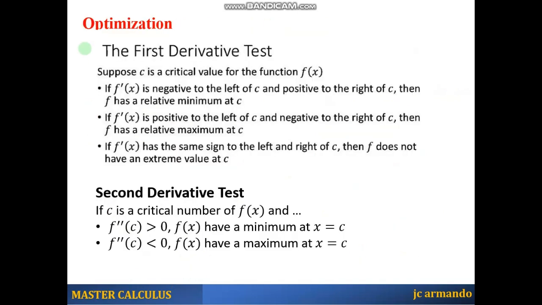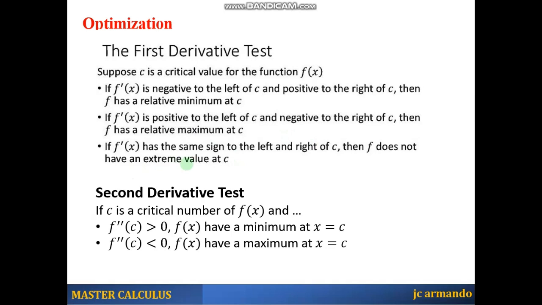So, we have now the optimization. We have two tests that we are going to use here. We have the first derivative test and the second derivative test. So, sabi sa first derivative, kapag daw ang c is a critical value or a critical number of f of x, and yung f prime or yung derivative ay nag-change ng sign from negative to positive at c, meron tayong relative minimum at that c. Kapag naman yung f prime nag-change from positive to negative, relative maximum naman.